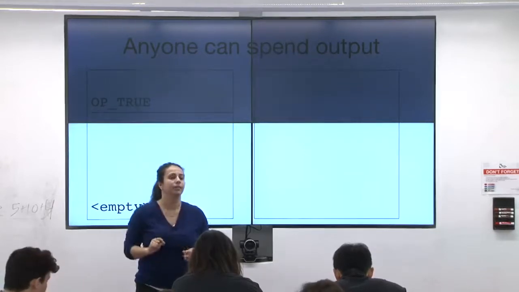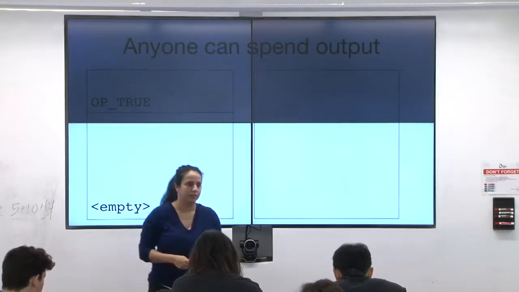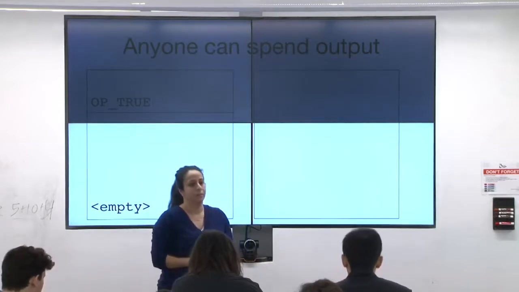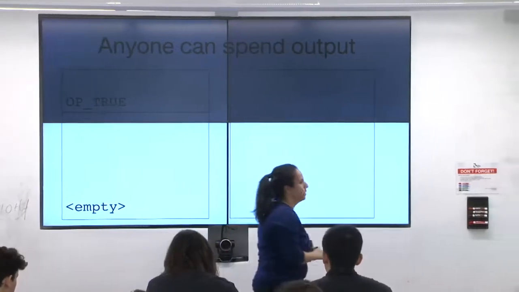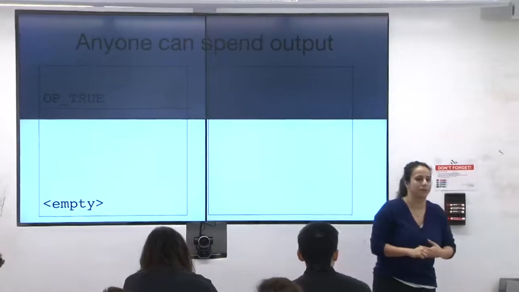Yeah, back there. You talked about unspendable transaction outputs. Could you comment on colored coins? Oh, colored coins. No comment on colored coins. I don't understand them well enough to talk about them right now.